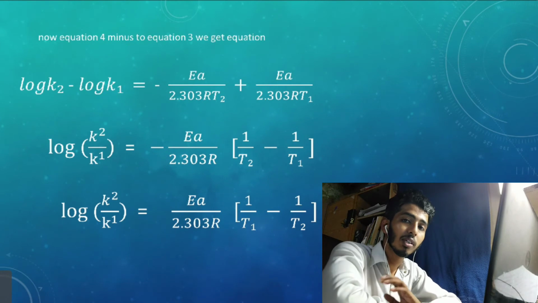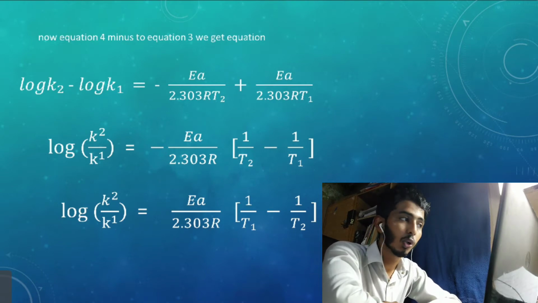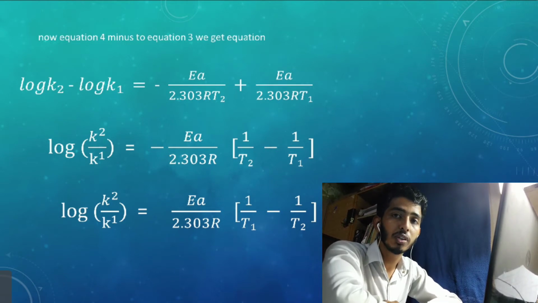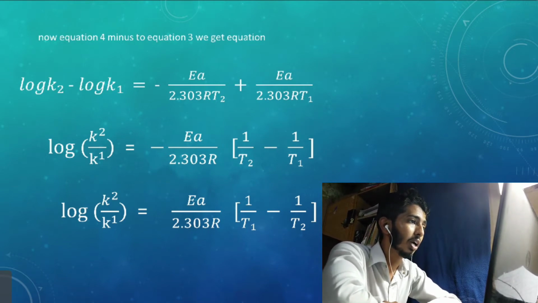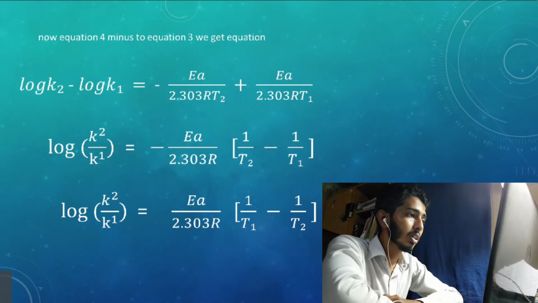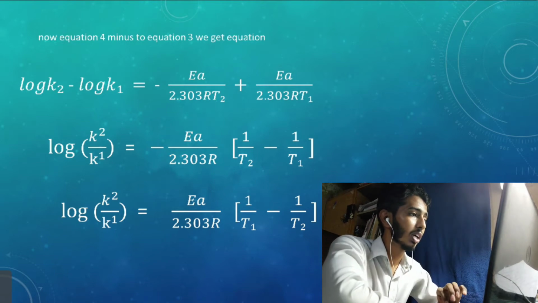We will combine equation 3 and equation 4, and we will get a new equation. Log k2 minus log k1 is equal to minus Ea upon 2.303 RT2 plus Ea upon 2.303 RT1. Now we see that the minus sign is here. Now we take common the temperature terms in this equation. Here Ea is common.